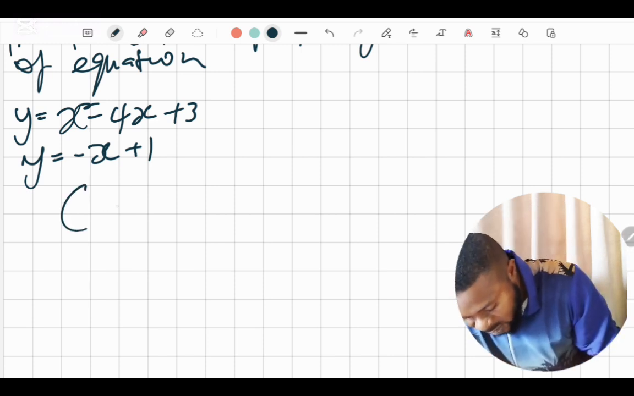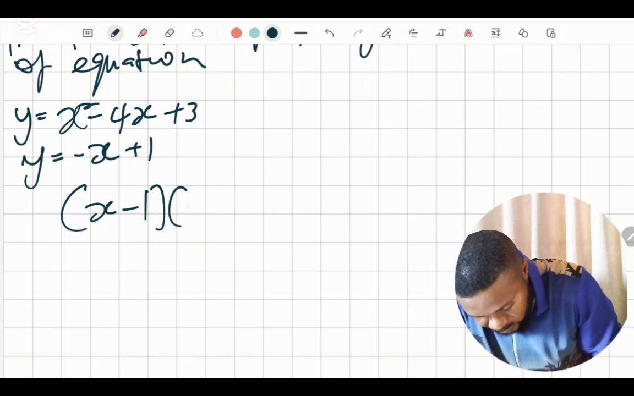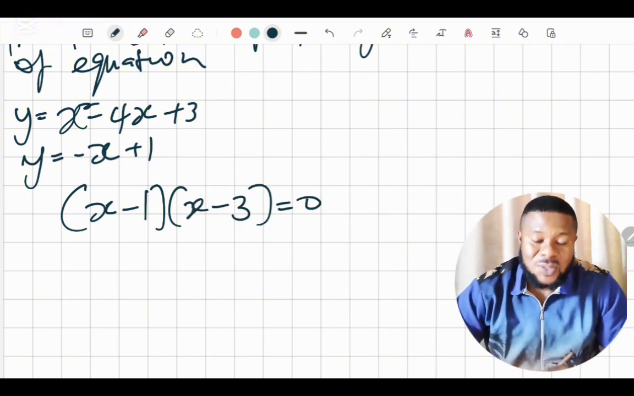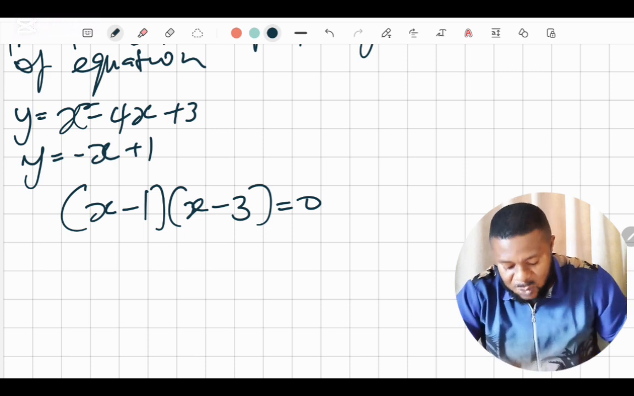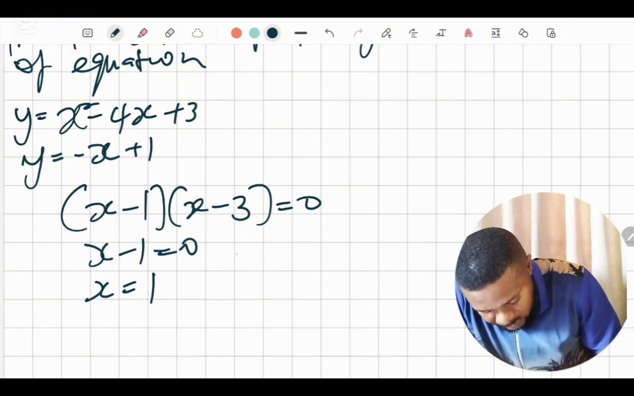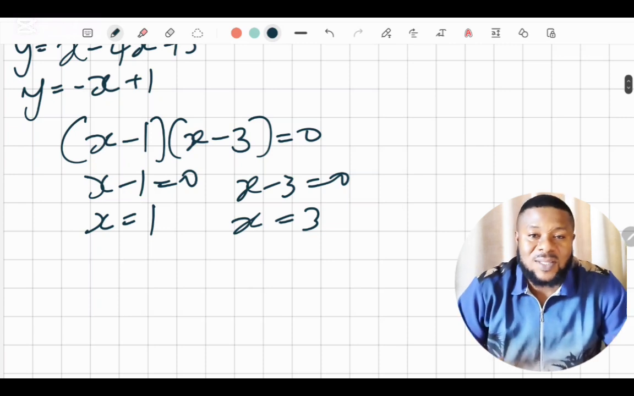So we simply factorize (x minus 1)(x minus 3) equals 0, because x times x will give us x squared. From here, x minus 1 equals 0, so x is simply equal to 1. And from here, x minus 3 equals 0, so x equals 3. So these are the zeros, that is, the x-intercepts.